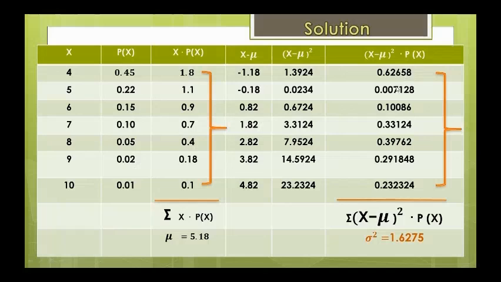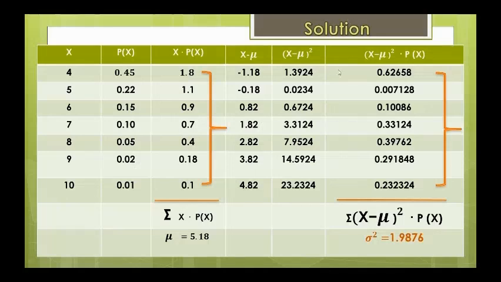So that is equivalent to 0.62658. And then next is 0.0234 times 0.22, that is equivalent to 0.007128. And then the next is 0.6724 multiplied by 0.15, that is equivalent to 0.10086. So, pwede po kayo gumamit ng calculator para po makomplete yung table, and to solve po sa lahat ng mga values na kailangan natin ilagay sa column natin.